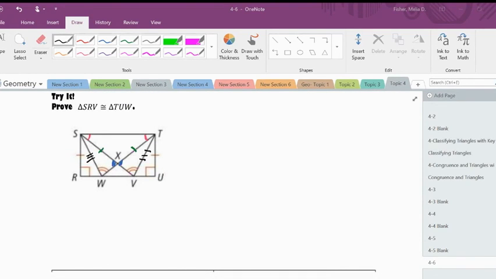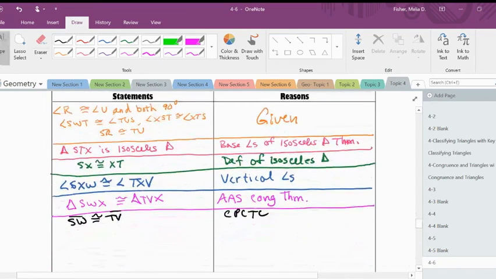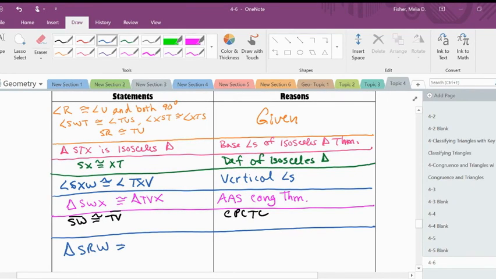And now we can look at these outside triangles. This is what we're trying to prove, this triangle and this triangle. And we see that they are right triangles, and we have a hypotenuse and a leg. So we can go ahead and make the conclusion that triangle SRW is congruent to triangle TUV by the hypotenuse leg theorem.